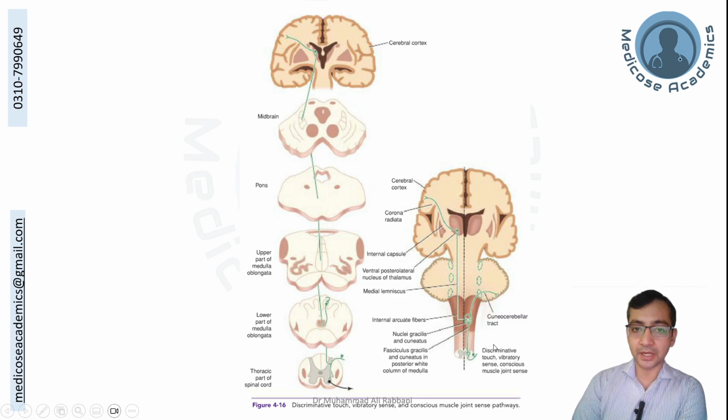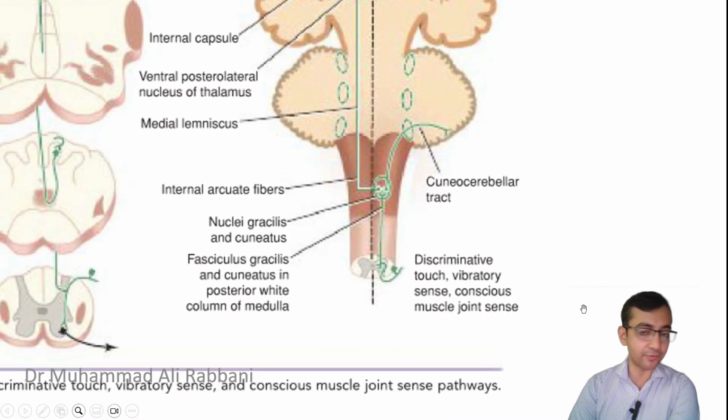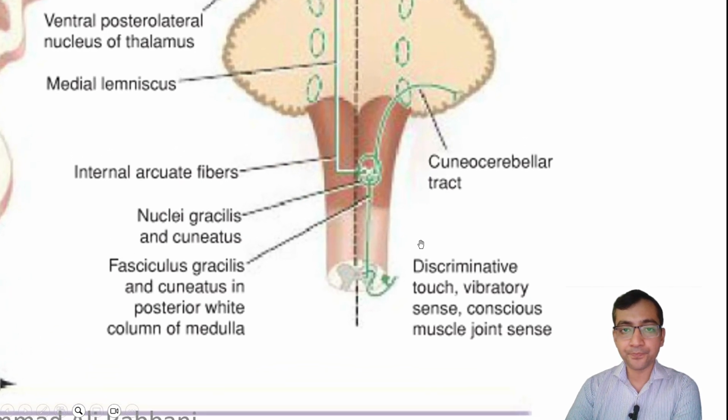Okay, one more thing that has not been discussed yet is this. Just keep in mind the name, we will discuss it very shortly. The cuneo-cerebellar tract. As all the signals move up through the fasciculus gracilis and cuneatus till they reach the nucleus gracilis and cuneatus. From the nucleus cuneatus, some fibers exit and go directly into the cerebellum of the same side. This tract is called the cuneo-cerebellar tract, and these fibers from the nucleus cuneatus to the cerebellum are called external arcuate fibers. Just keep these figures in mind.